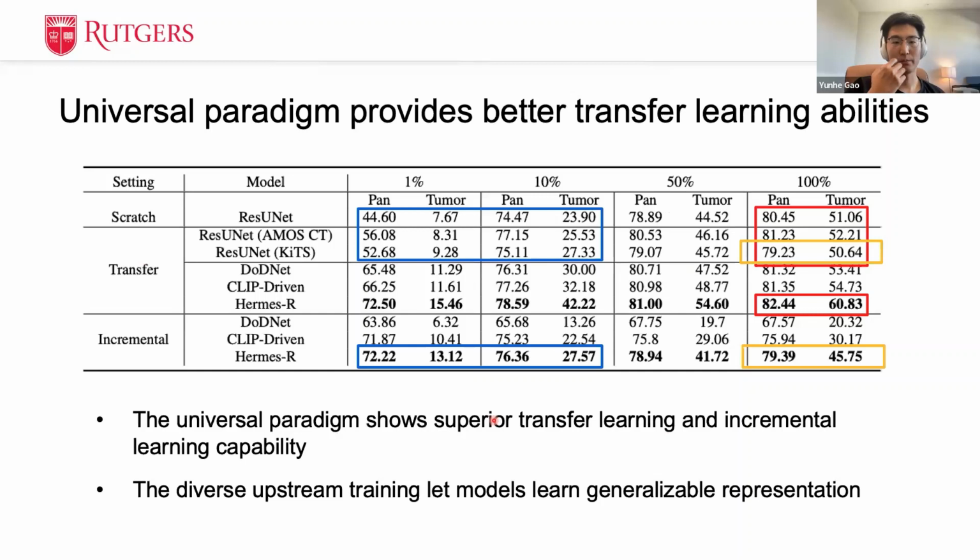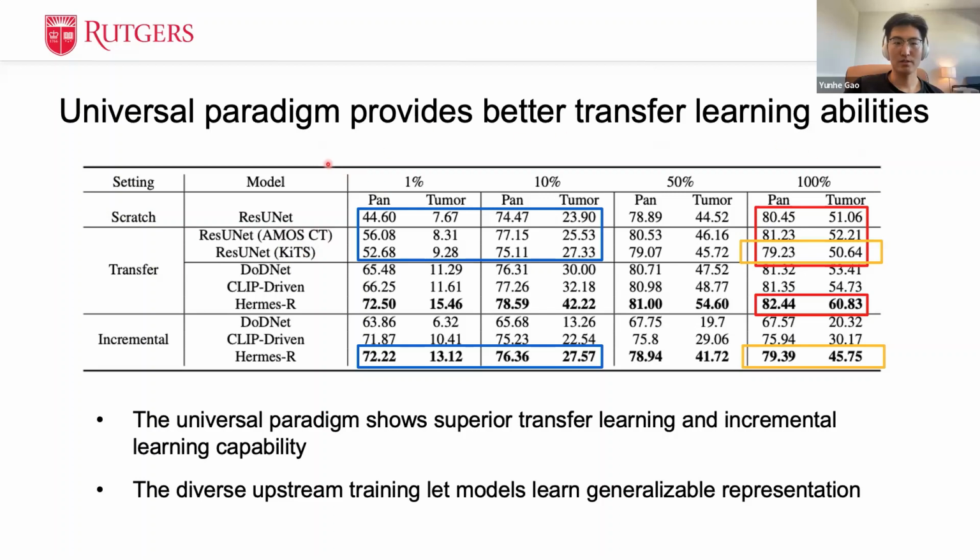And besides this upstream comparison, we also do evaluations on the downstream transfer learning and also incremental learning setting. So we use the pancreas and the tumor dataset from the Medical Segmentation Decathlon. For the transfer learning setting, all model parameters are fine-tuned with the downstream data. And we compared with some established settings in transfer learning, like training from scratch or transferring weights from a single dataset, like transferring from the MOCT, which is the largest dataset in our upstream training, or from the KiTS, which has the annotation for kidney and tumor.